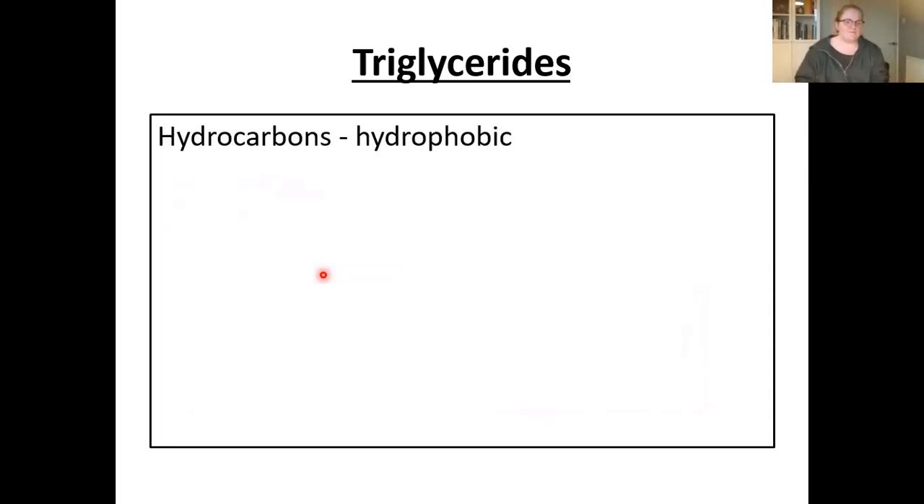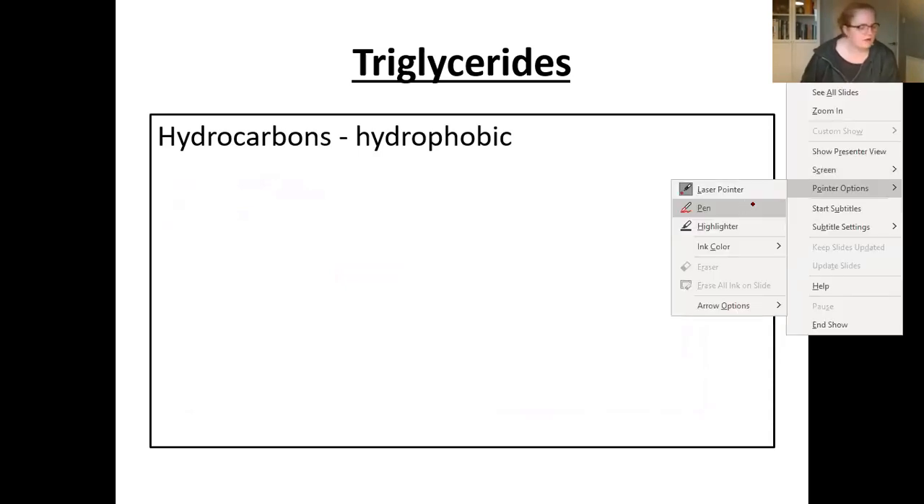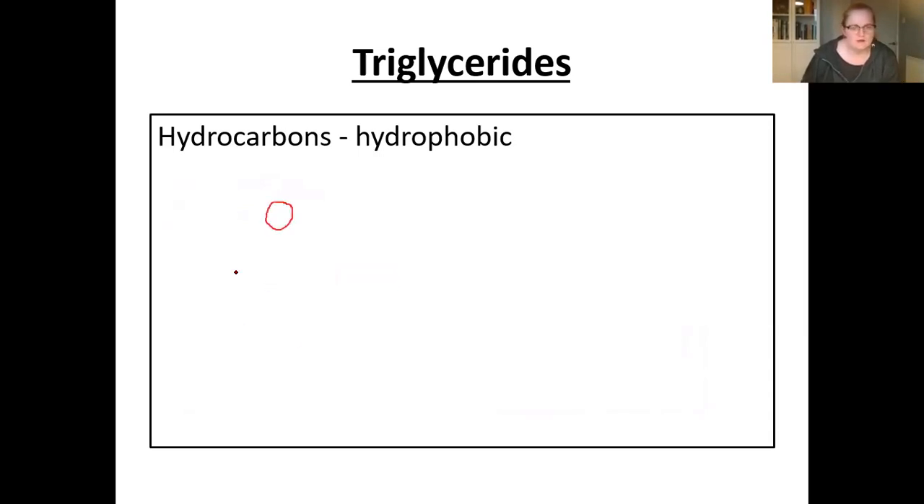Triglycerides are made up of hydrocarbons, and I just want to draw this quickly. So, let's get the pen. We have oxygen, we have a hydroxyl group, we have a double bond carbon, we have a single bond carbon, and we have R.